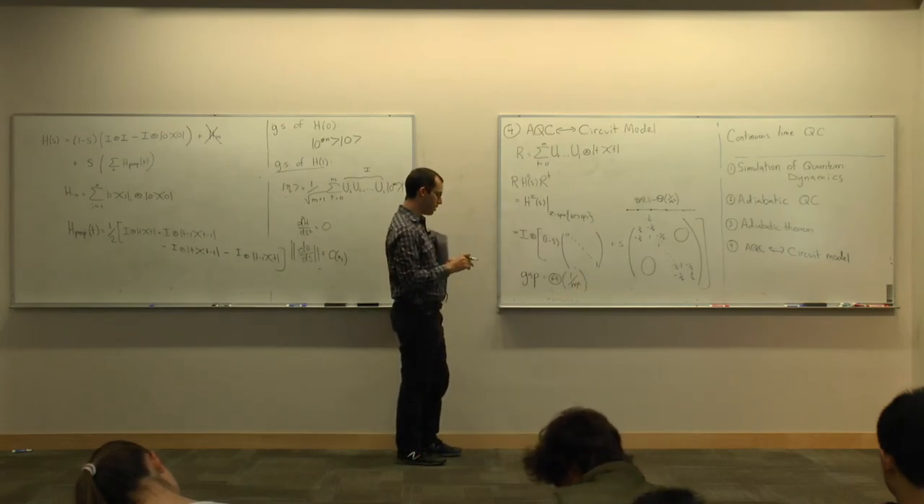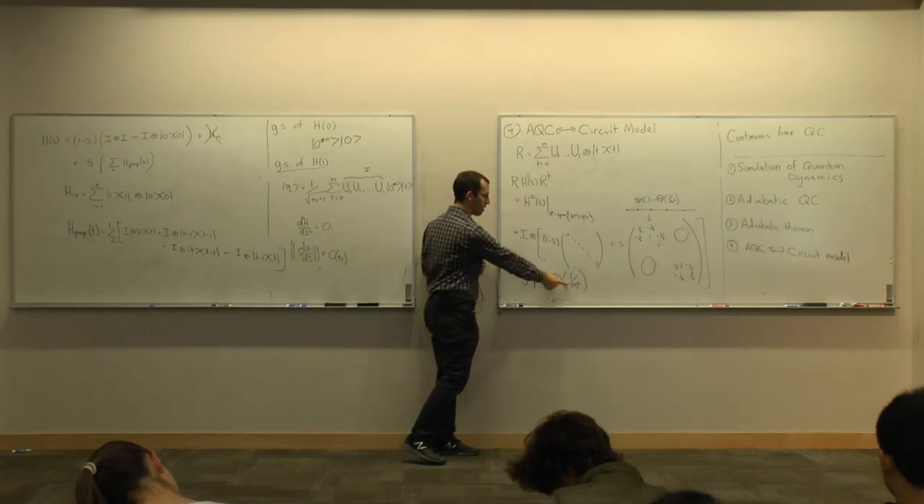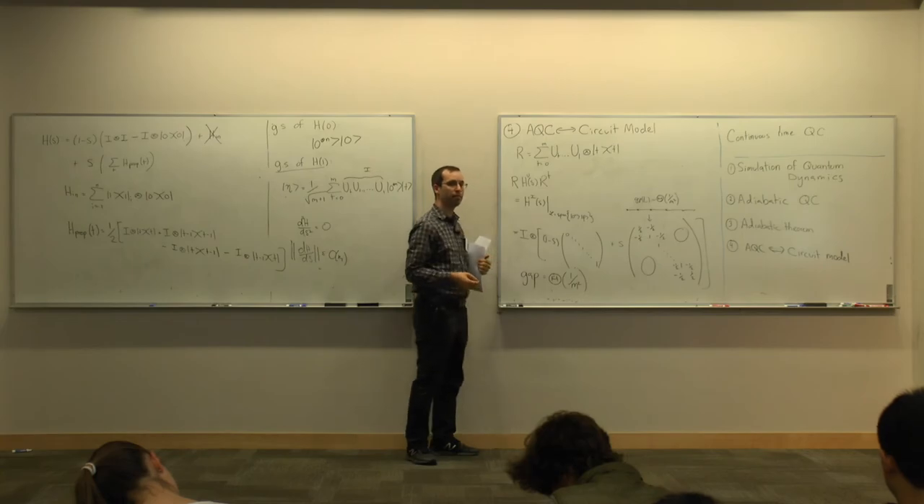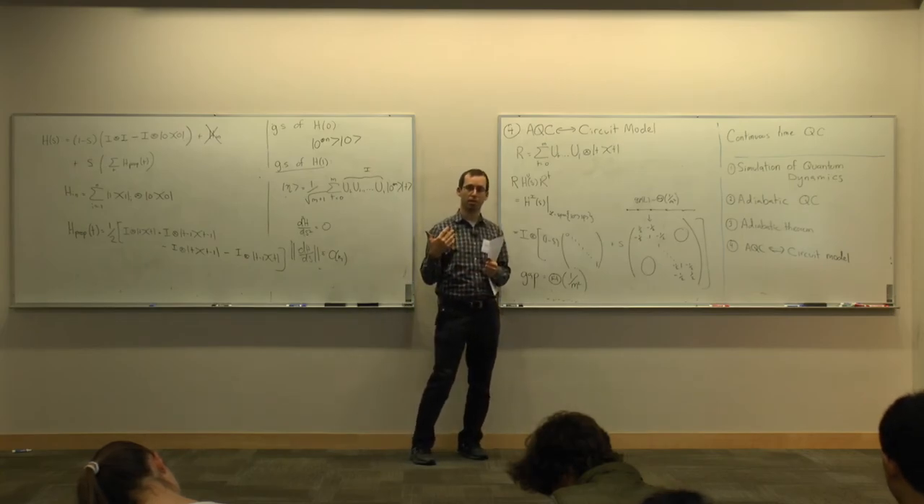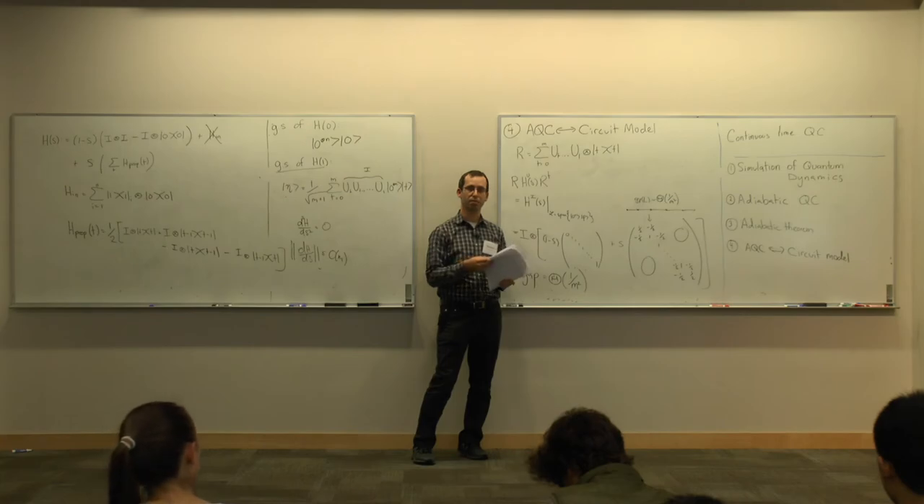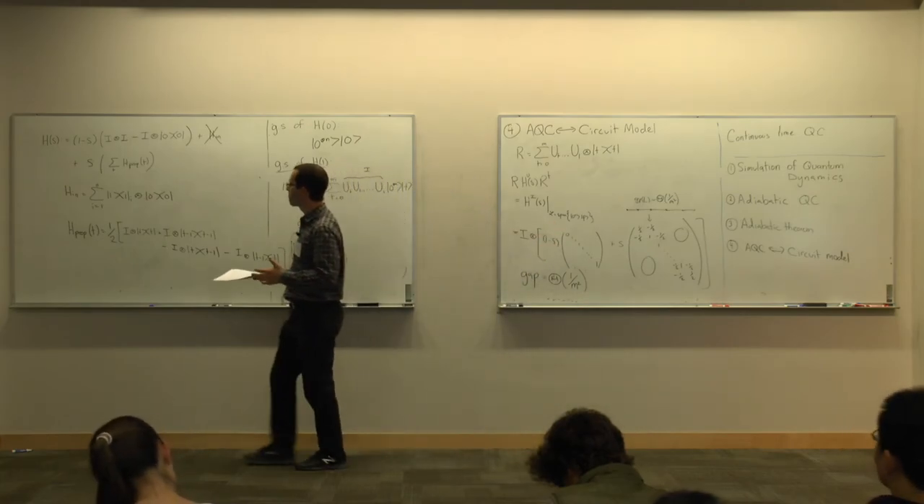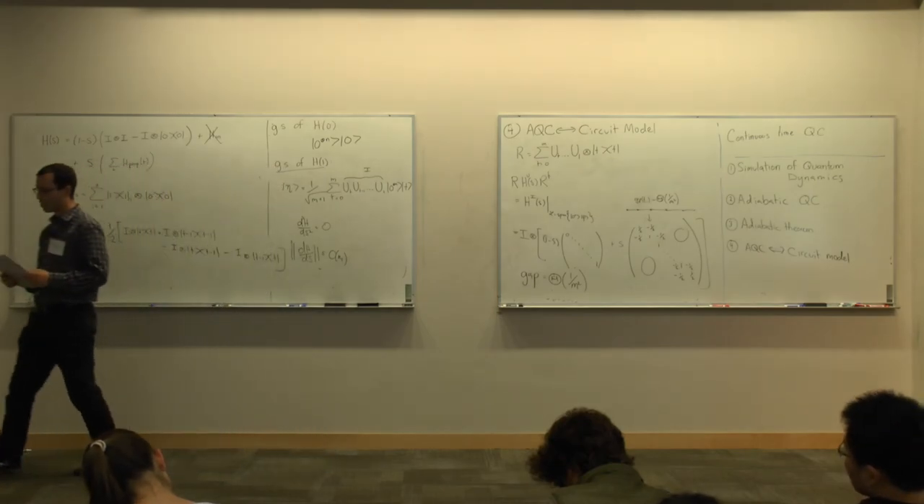And so what that shows is that since we have an inverse polynomial lower bound on the gap, and we have a polynomial upper bound on the norm of the first and second derivatives, this gives us a polynomial runtime for the adiabatic algorithm applied to this Hamiltonian, which lets us simulate the circuit that we started with.